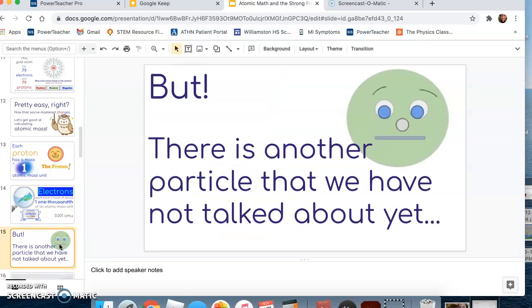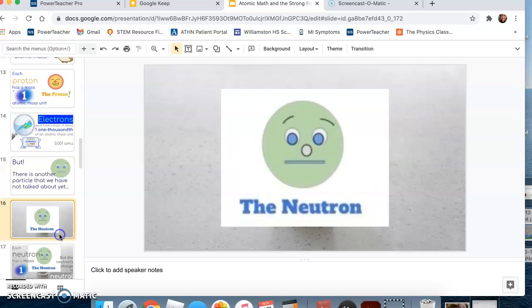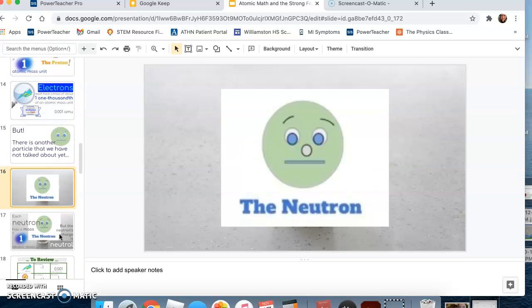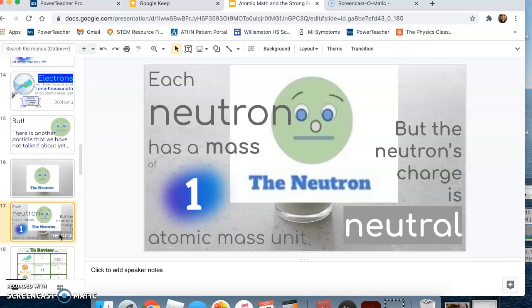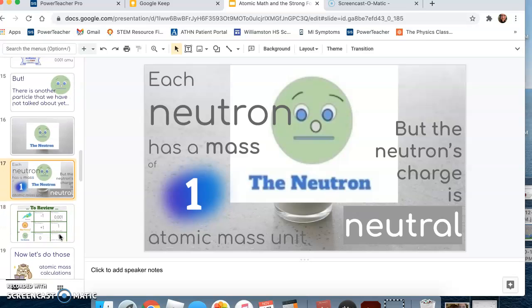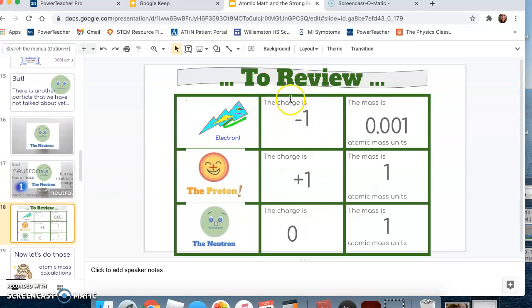But there is another particle that we have not talked about yet, and that is the neutron. Each neutron has a mass of 1 atomic mass unit also. So protons and neutrons weigh the same. They both have a mass of 1 atomic mass unit, but the neutron's charge is neutral, meaning it is balanced. It has zero charge. So to review, the electron has a charge of -1, and the mass is 1,000th of an atomic mass unit. The proton has a charge of +1, and the mass is 1 atomic mass unit. The neutron has a charge of 0 and has a mass of 1 atomic mass unit.